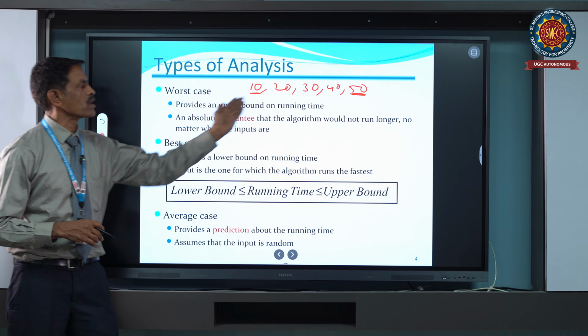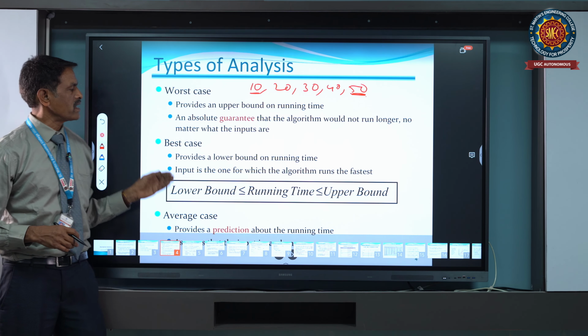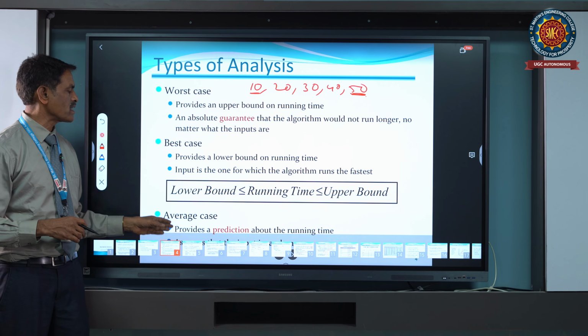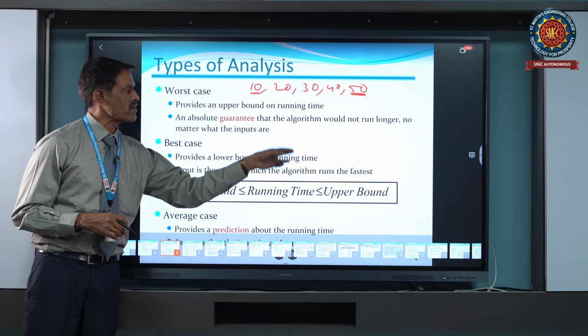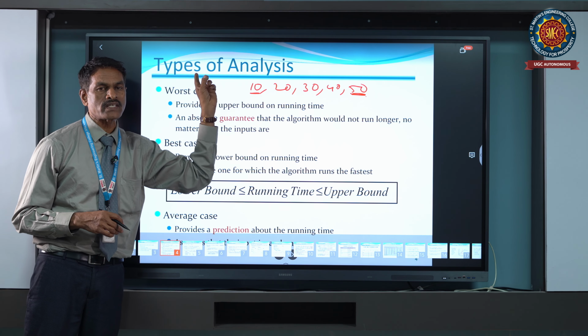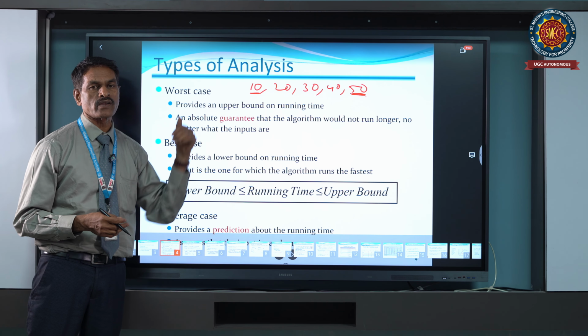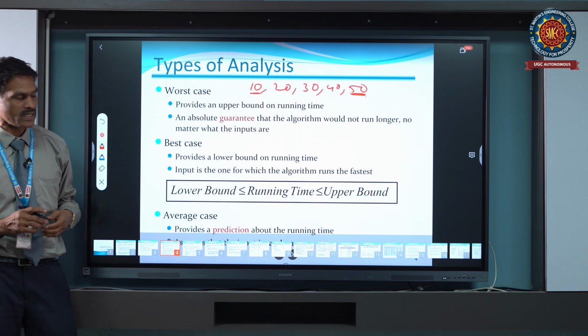Worst case is the upper bound, that is the last one. The best case is the lower bound, that is the first one. And the average case is in between the first and last one, that is called the average case. These are the types of analysis we are going to use for asymptotic notations.